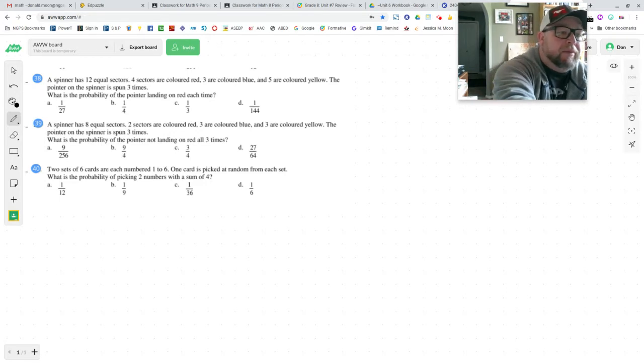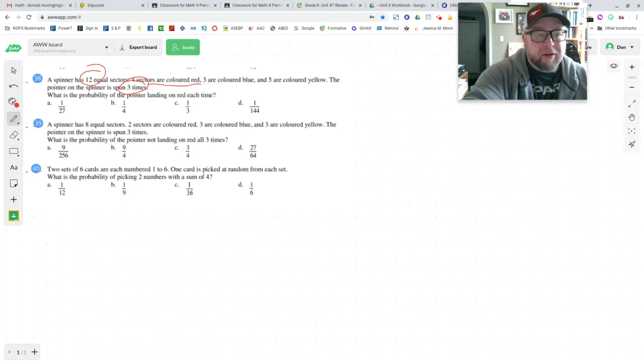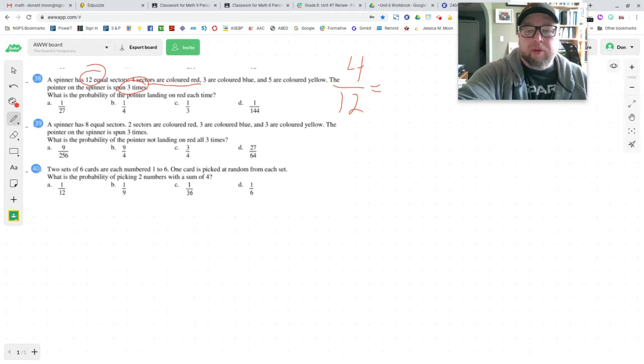So in this case here, I'm just going to change my pen color to red. We're not really concerned about the blue and the yellow. What we are concerned about is the 12 equal sectors and the 3 times and the color red here. So if I were just to spin the spinner once, I would get 4 out of 12, which if I were to reduce that would be 1/3.